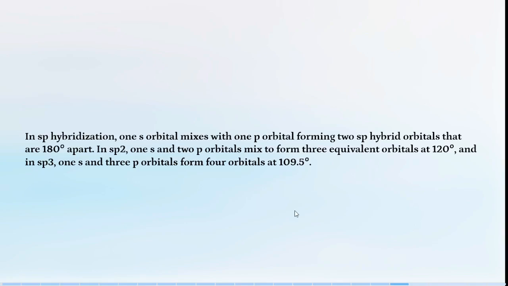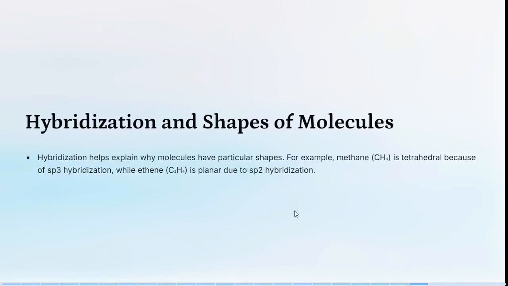For sp orbitals, they have a 180 degree bond angle. For sp2 orbitals, they have a 120 degree bond angle, and for sp3 orbitals, they have a 109.5 degree bond angle. So, hybridization and shape of molecules. Hybridization helps to explain why molecules have particular shapes. For example, methane has a tetrahedral shape, which is what I've explained earlier, because it has an sp3 hybridization. Ethene has a linear shape because it is sp2 hybridized, and so on.